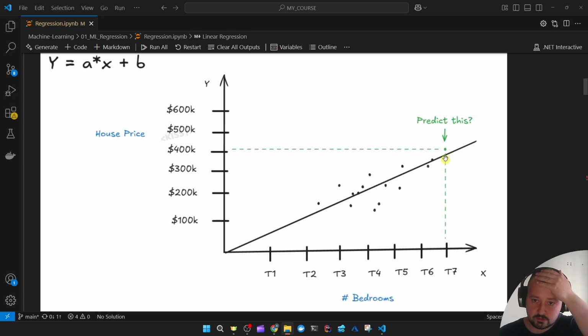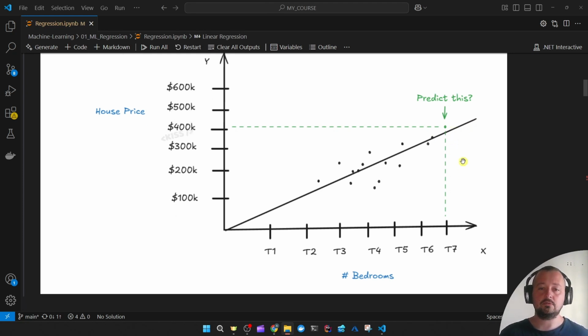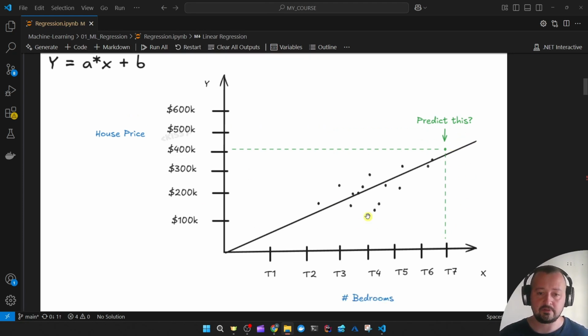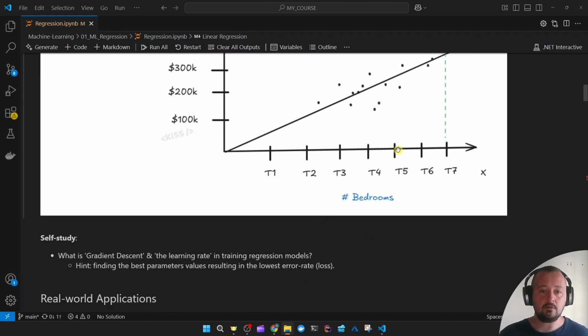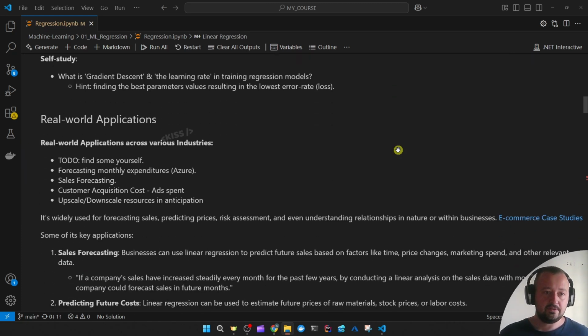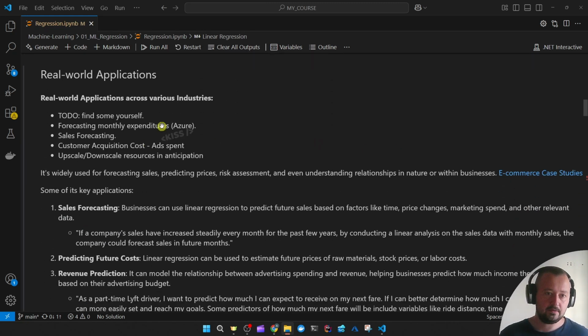A prediction, of course, is going to fall on the line and hopefully close to the real price. But this is a very simplified model with just one feature, so it's not going to be very useful in the real world. Then, if you know some real-world applications of regression, which there definitely are, do let me know in the comment section below.